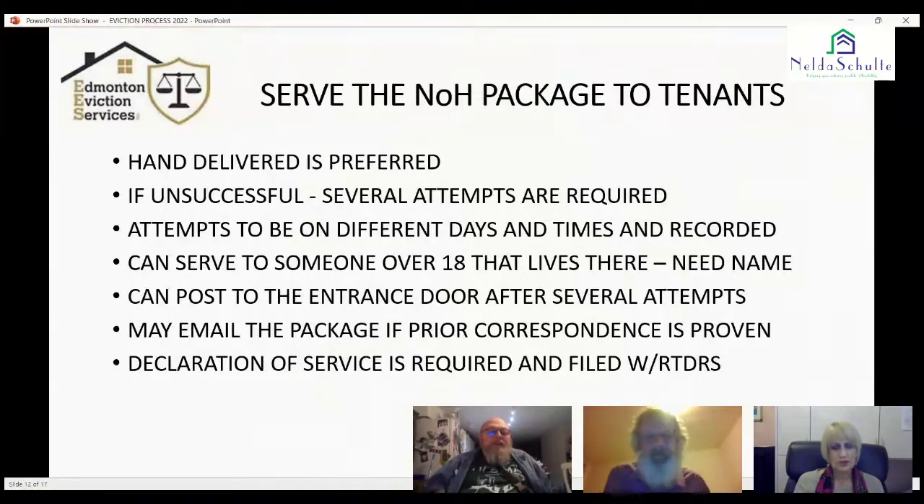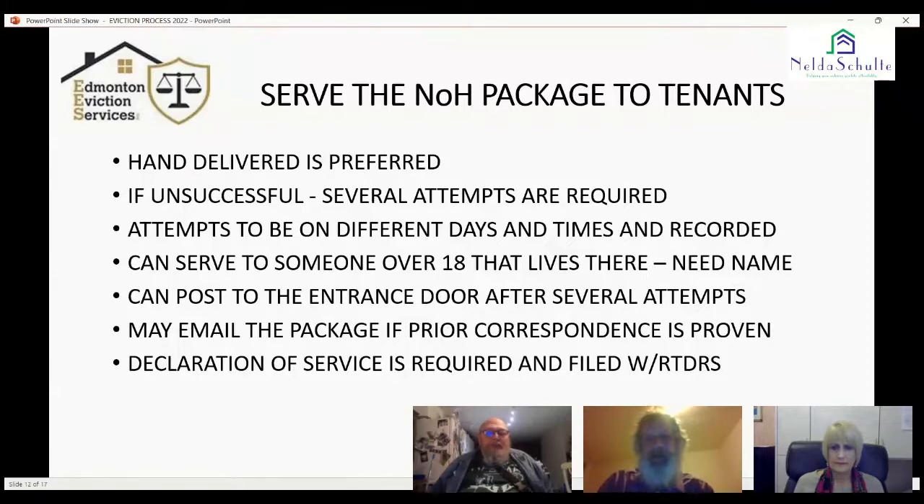What happens if you don't serve them? Can you still take them to court if you can't serve them? Well, if you attempt several times and they're avoiding you, or you just can't catch them at home, you can post it to the door, and it's got to be the door that they're most likely to use. So often in the house, that's the back door, the garage door, that sort of thing.